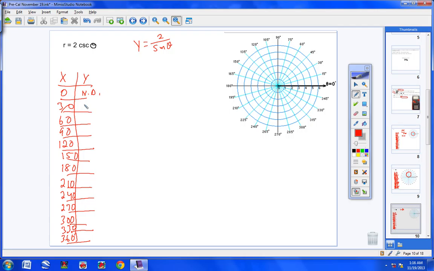And then for 30, I'm going to put a 4. And then 2.3, and then 2, 2.3. I'll try to go fast here. 4, not defined, negative 4, negative 2.3, negative 2, negative 2.3, negative 4, and not defined.